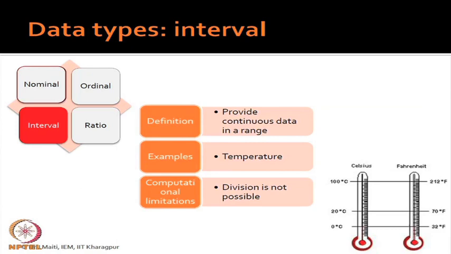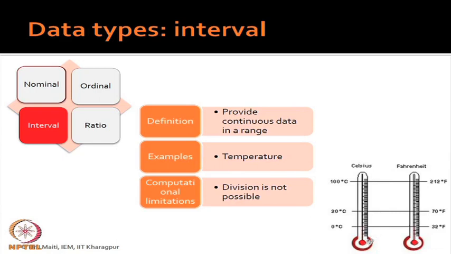The next data type is interval data. It is well understood if we take this example. Here, you are measuring temperature using two scales, one is Celsius, another is Fahrenheit. In developing these two scales, the reference point is taken at two different locations. It is not the same.